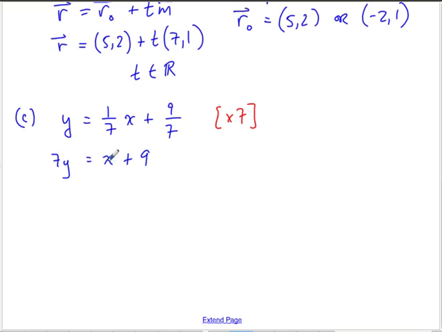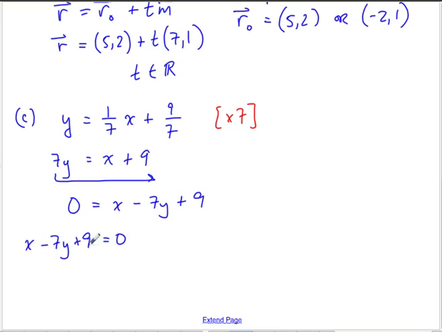And in keeping with the idea of my x coefficient being the one that I like to keep positive, I'm going to move my y to the right side, and I end up with 0 equals x minus 7y plus 9. Or you could write this as x minus 7y plus 9 equals 0, because typically Cartesian form is written that way. So notice that we didn't actually bring anything to do with vectors into this initially. So you already have all the skills you need to come up with the Cartesian equation of a line in R2.